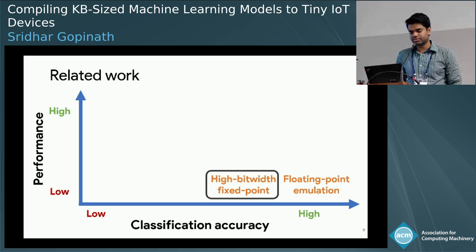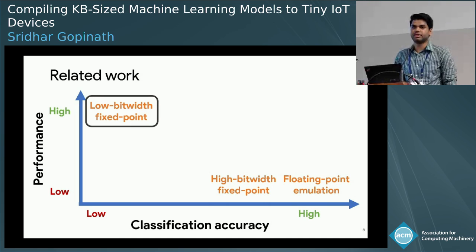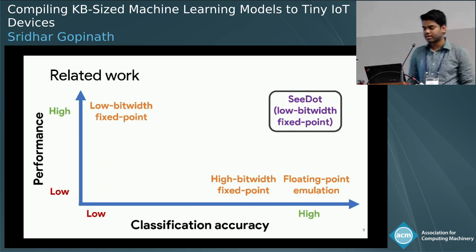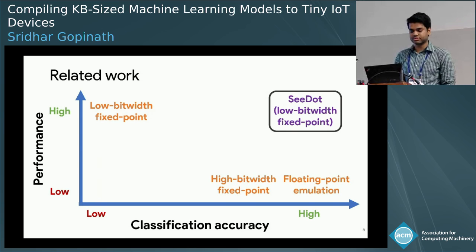To address this issue, one can think of using low-bitwidth fixed point representations, which use 8 or 16-bit integers. That means that the performance on these devices is high, but as I'll show you later, the classification accuracies of these techniques are really bad. With SeeDot, we want to be in the top right corner. To improve performance, we want to use low bitwidth fixed point representations. And to improve classification accuracies, we have some nice techniques that I'll discuss.